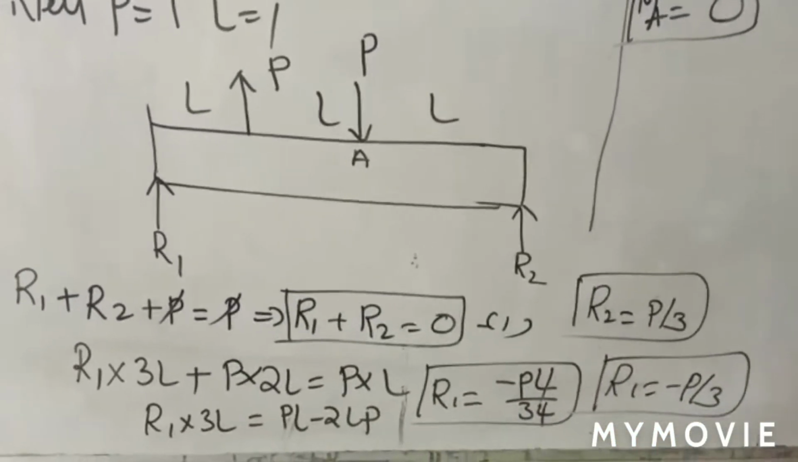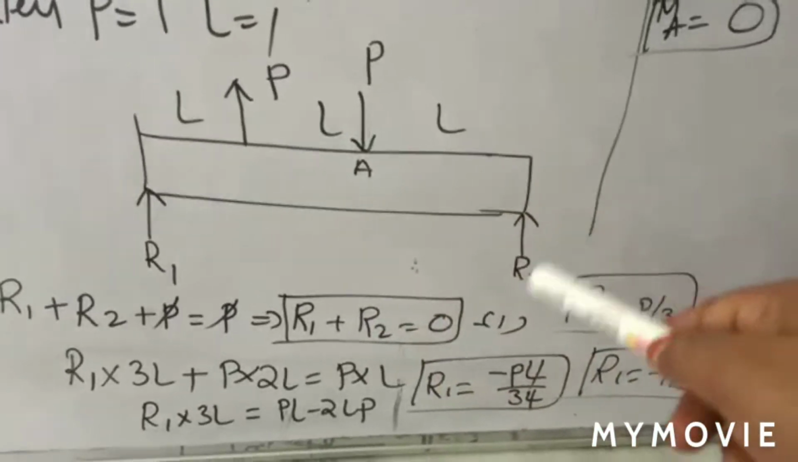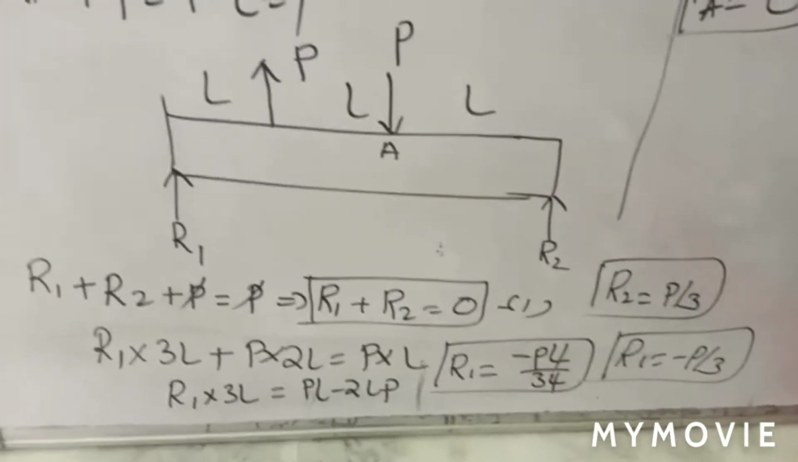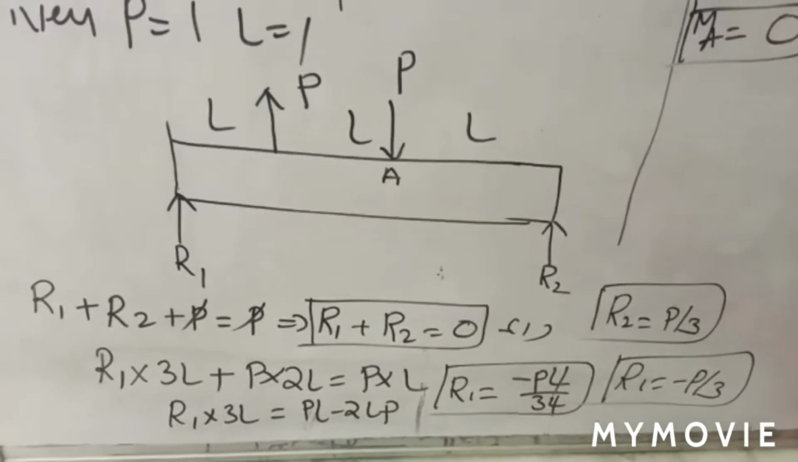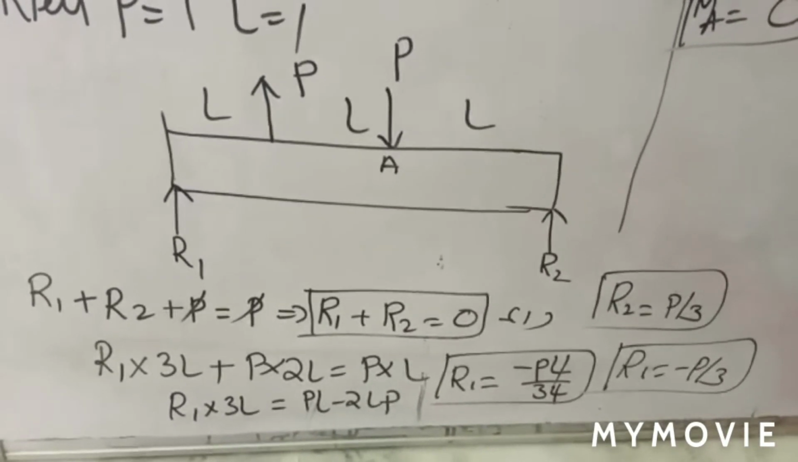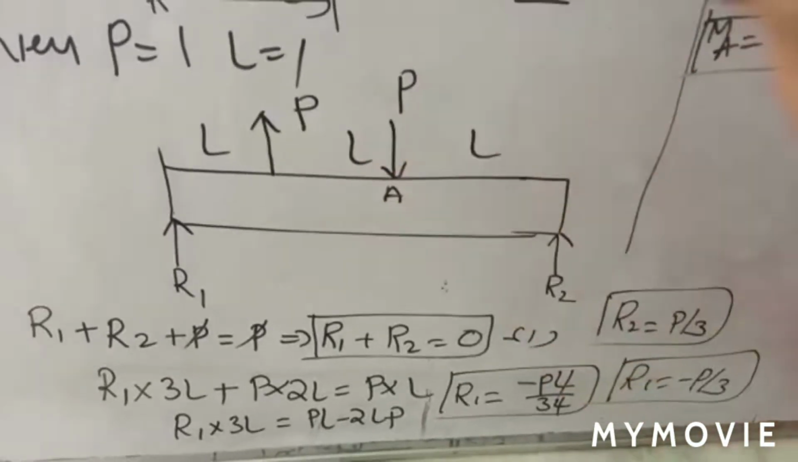That is equation 1. Now as usual, clockwise moment equal to anticlockwise moment. What is the clockwise moment here? Clockwise moment means R1 into total distance with respect to R2. Right? Clockwise moment equal to anticlockwise moment. So here R1.